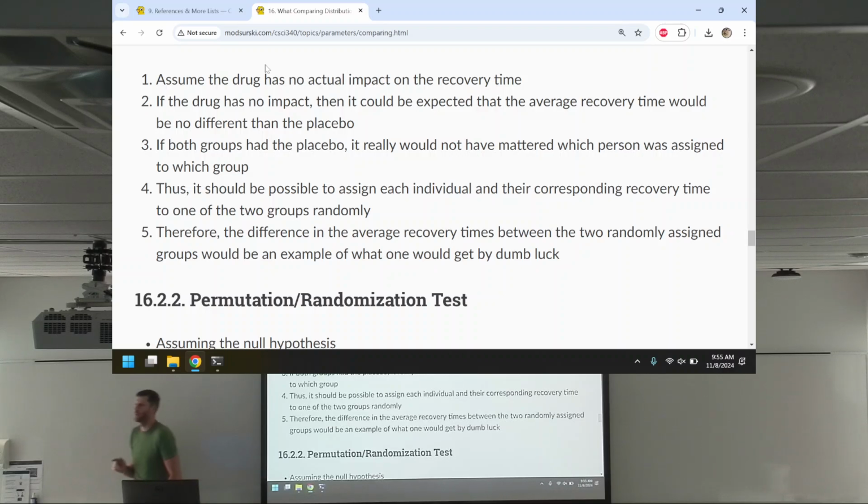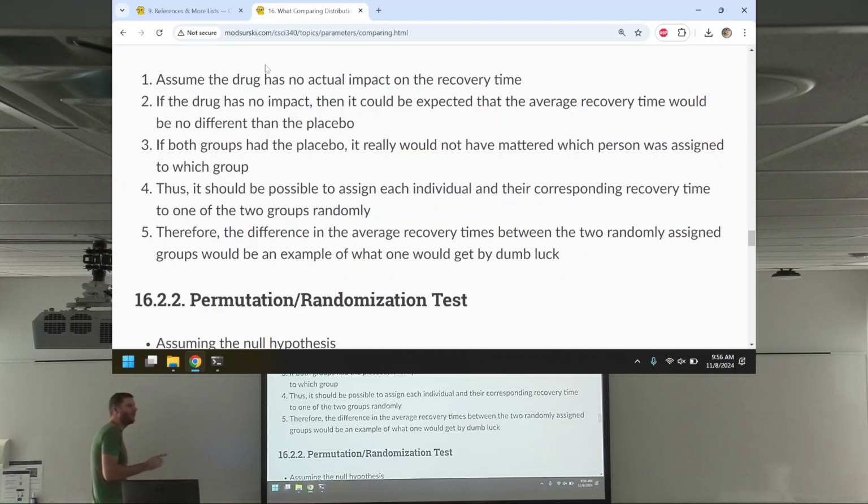So it should be possible to go back in time and pretend that we can assign each individual and their corresponding recovery time to one of the two groups randomly, right? So if it made no difference, even though I gave you the drug, I can pretend I didn't give you the drug because it makes no difference. Same with you, I can flip it. It should not matter if you had the placebo or not. That had no effect on your recovery time. Okay?